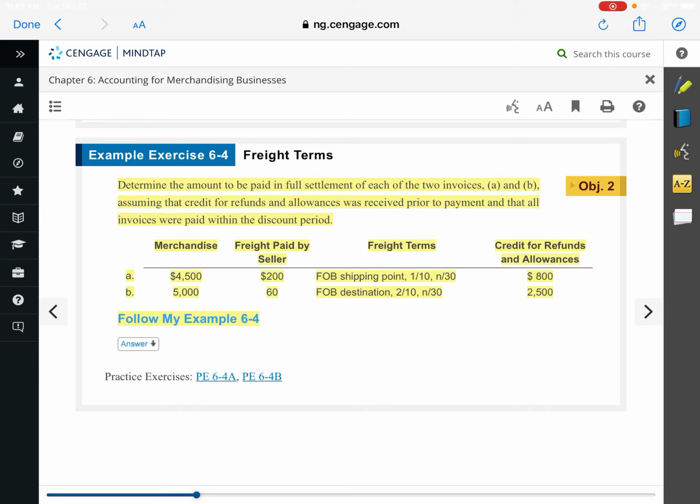So does that make sense? Under FOB shipping point, when the buyer is paying and is assuming ownership of the goods while they're being shipped, that freight can be added to the cost of the merchandise. Under FOB destination, when they don't assume ownership until it is delivered, they can't add that freight cost to the overall cost of their merchandise. So it's a big distinction.